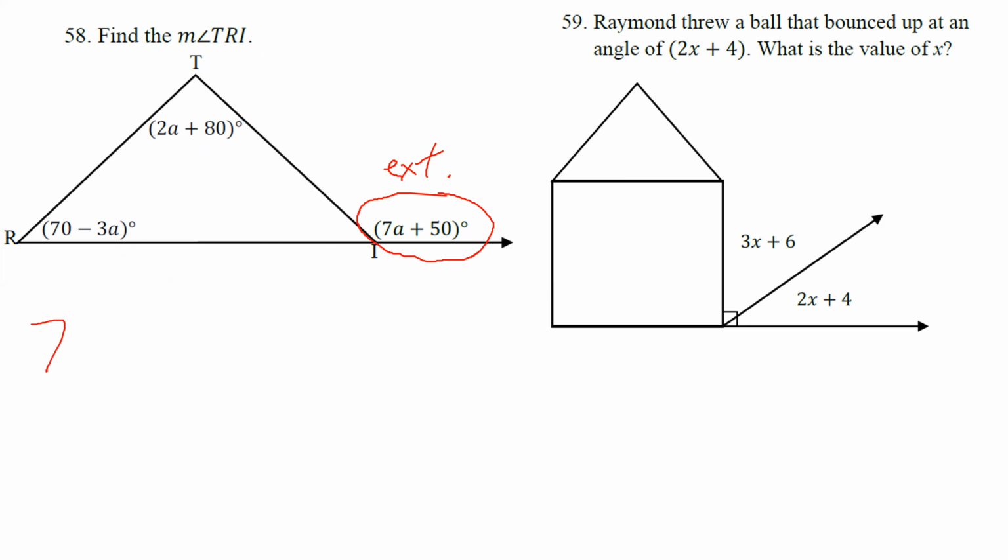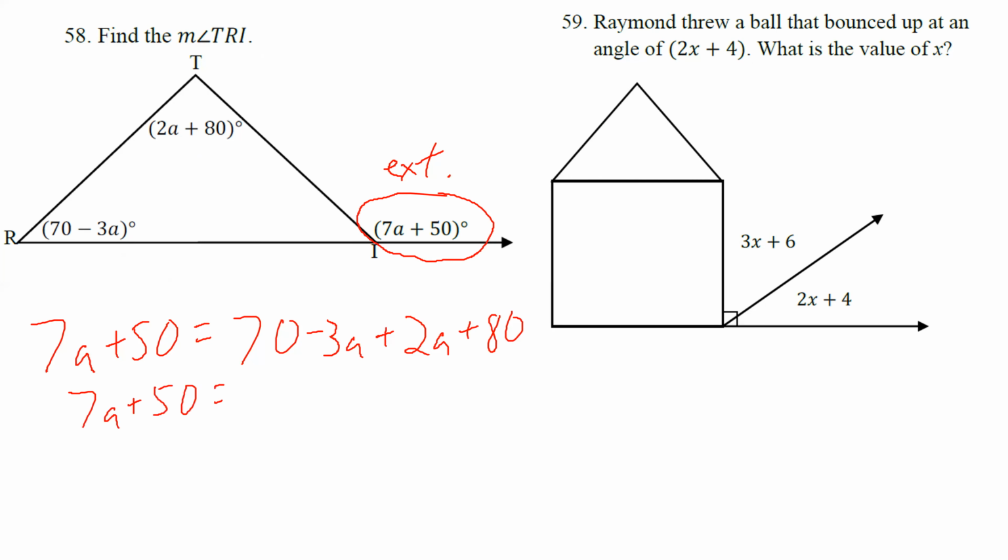So we have 7a plus 50 equals, we're going to take the other two and add them together. So 70 minus 3a plus 2a plus 80. On the left side, we can't do anything with it just yet. It's going to stay 7a plus 50. On the right side, combine like terms. So we have negative 3a and a positive 2a gives us a negative 1a. 70 and 80 combined together give us a positive 150.